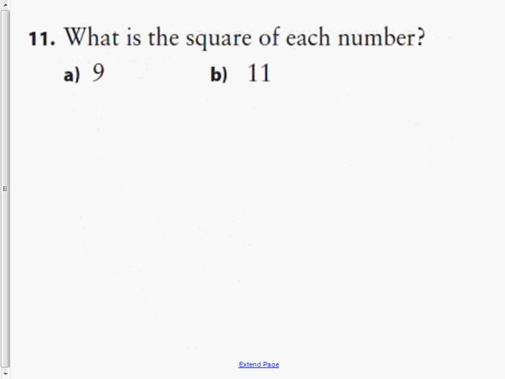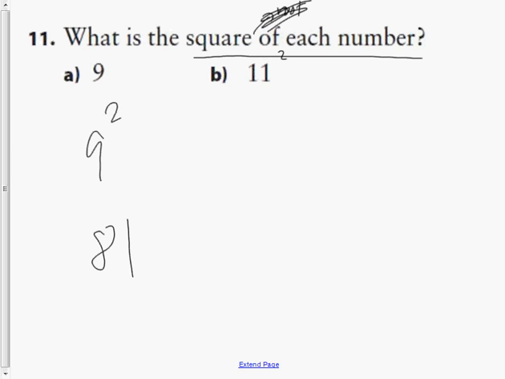For the next question, what is the square of each number? Some people get confused between square and square root. They are not the same thing. The square of a number simply means you take the number and you square it. So what's the square of 9? The answer is 81. What's the square of 11? It's 121.